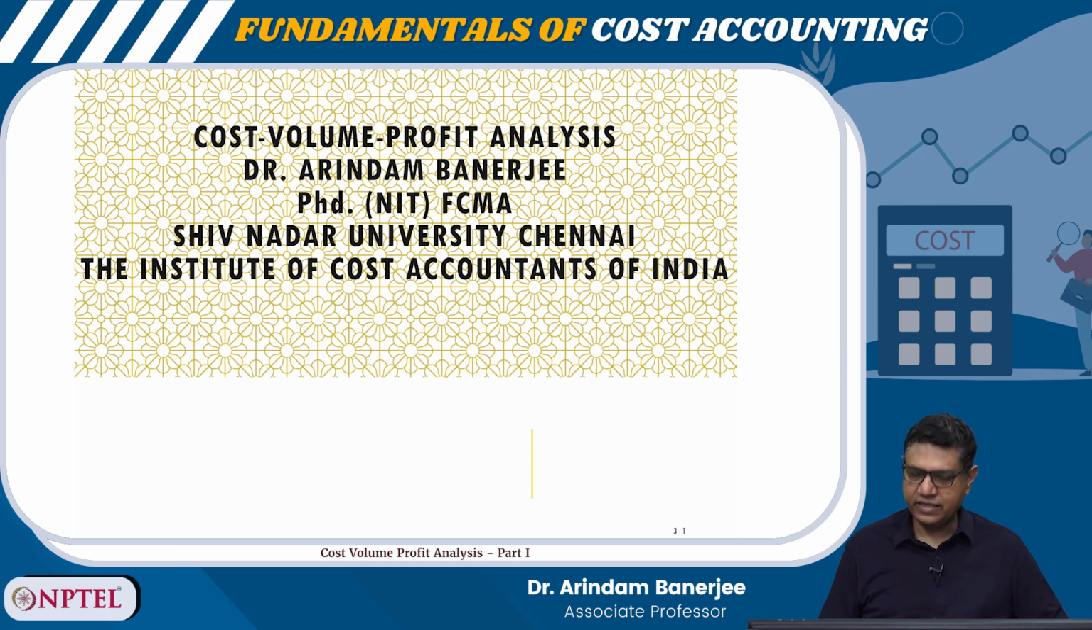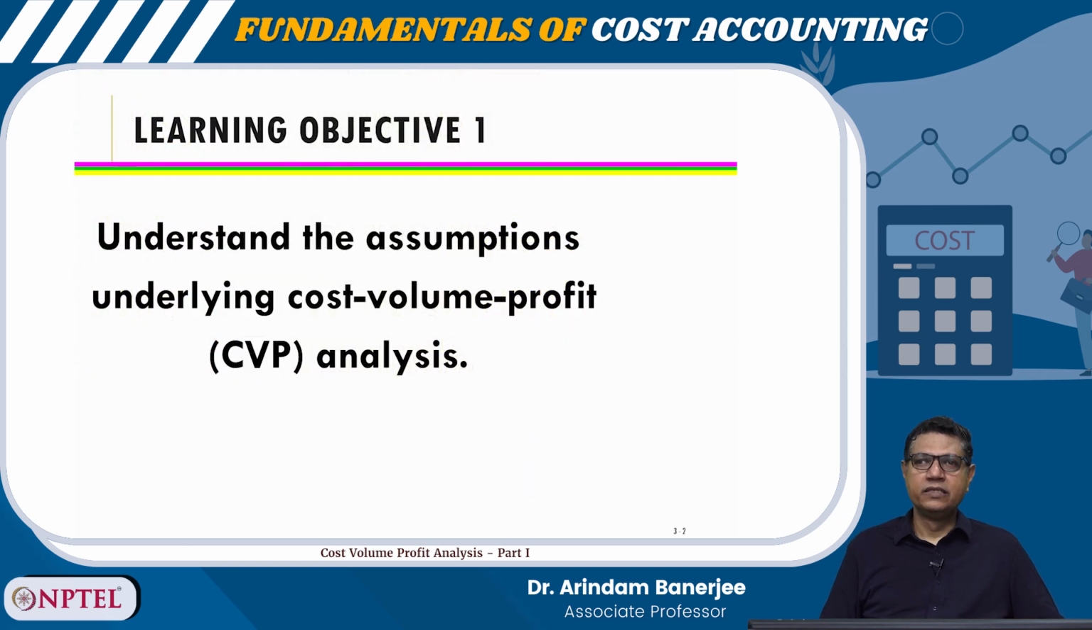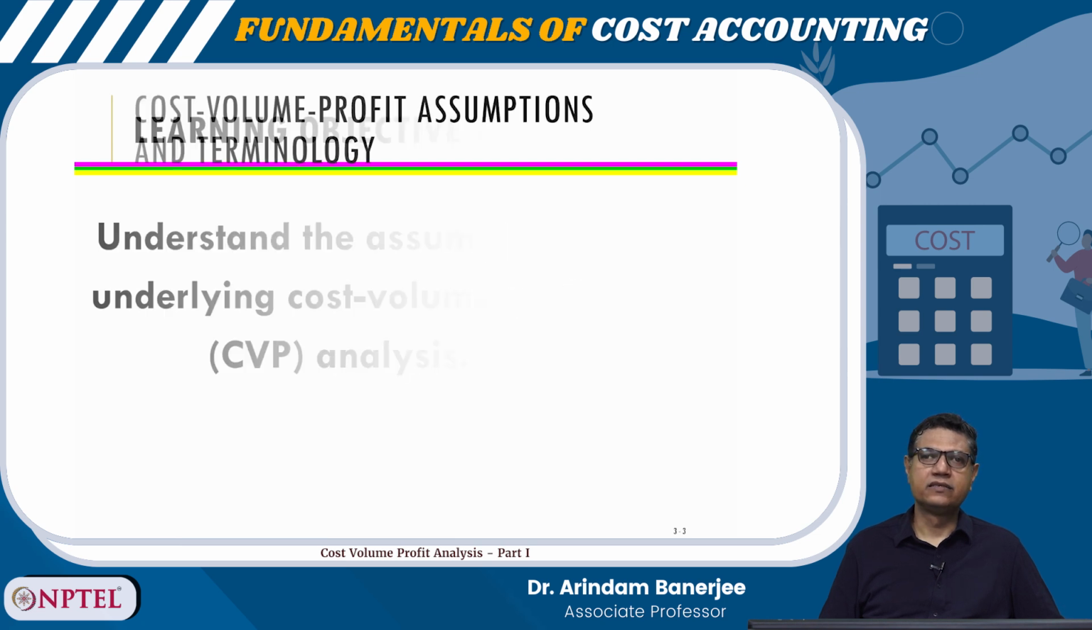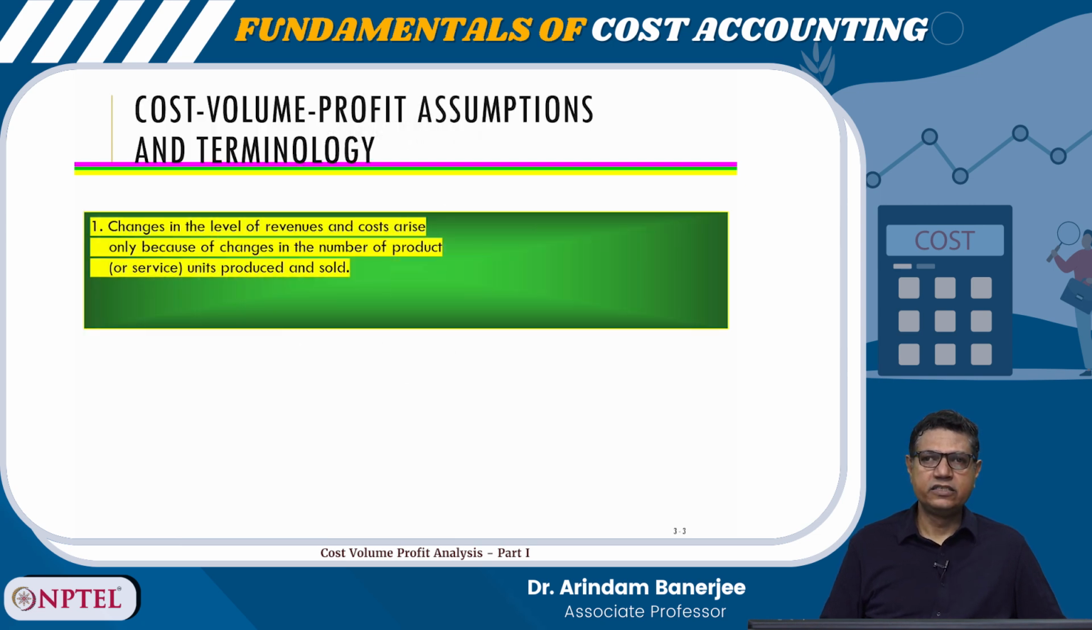So, what are the basic assumptions? This is learning objective 1: understand the assumptions underlying the CVP analysis. First, the changes in the level of revenues and costs arise only because of changes in the number of product or service units produced and sold.